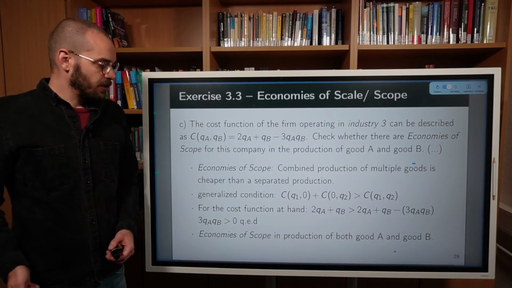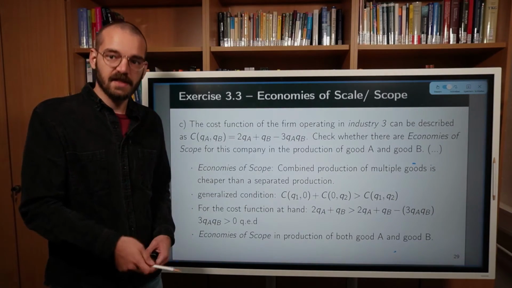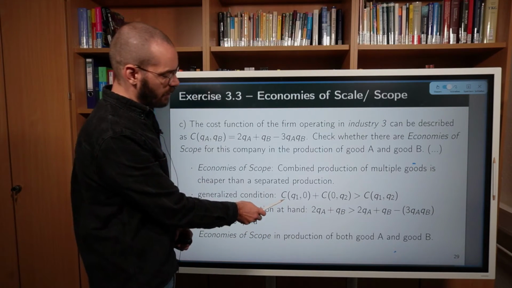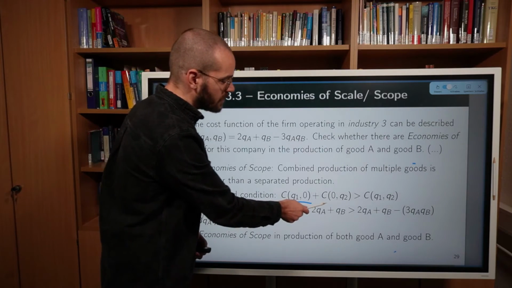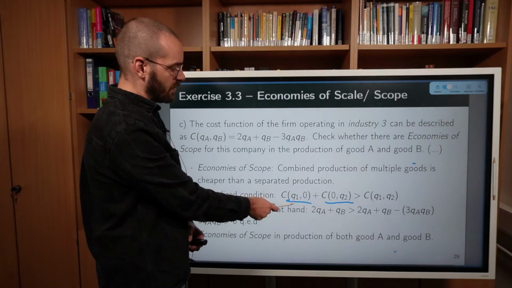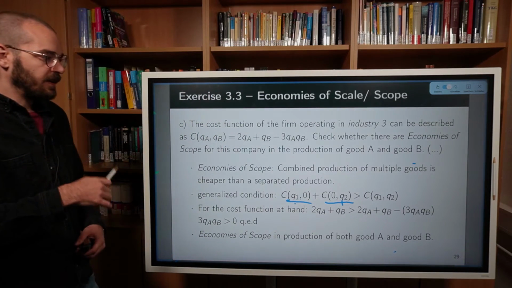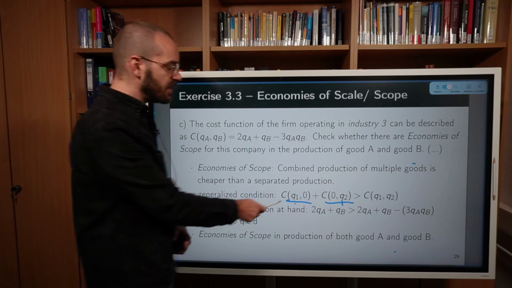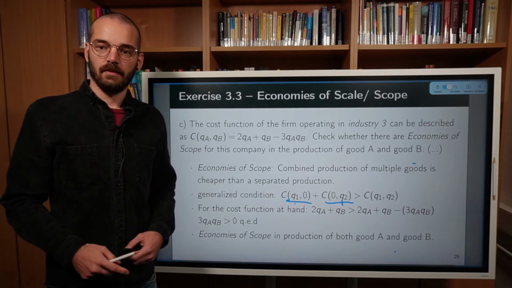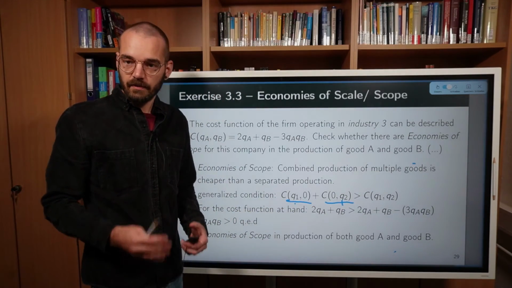So the generalized condition would be, generalized in the sense that we abstract from A and B, but we are still in a 2-product world. We compare a situation where there's 2 firms that produce 1 good each. So there's one firm only producing the first good and one firm only producing the second good. And now, if there is economies of scope, then this separated production should yield total costs of production which are larger than producing both of these quantities together.